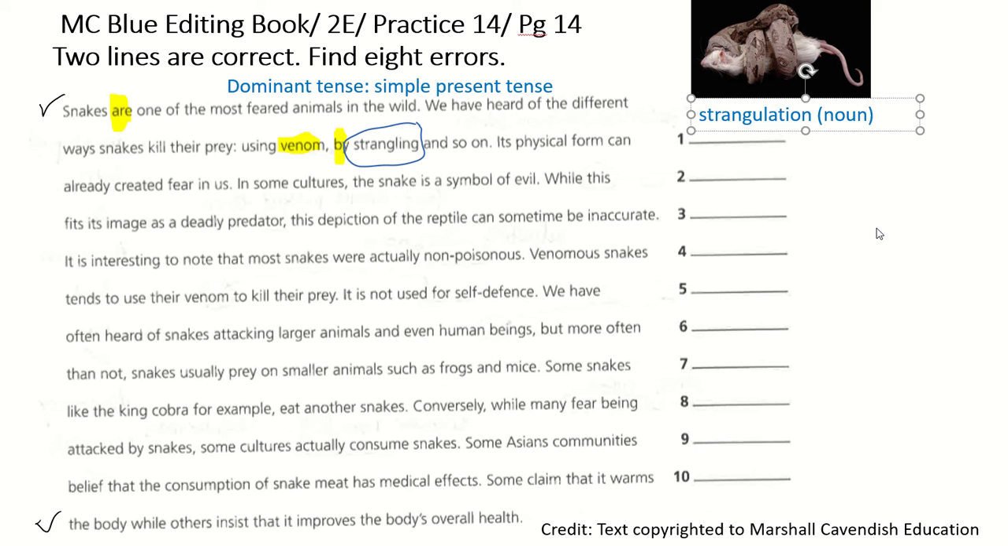Next, its physical form can already create fear in us. In some cultures, the snake is a symbol of evil. Now immediately I can see that there is a modal here, "can". After a modal, it should be base form. Yet, I notice that this is in simple past tense. So the error would be "created", and the correct answer should be "create", which is in base form.